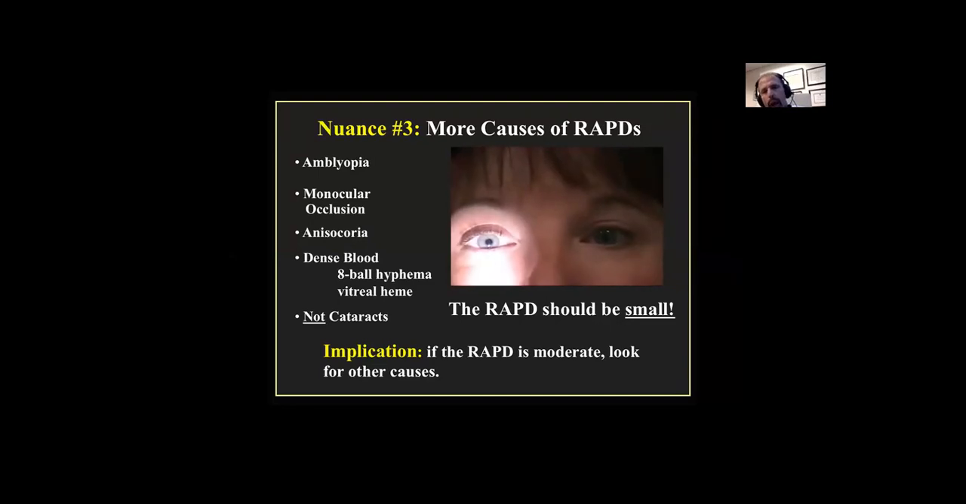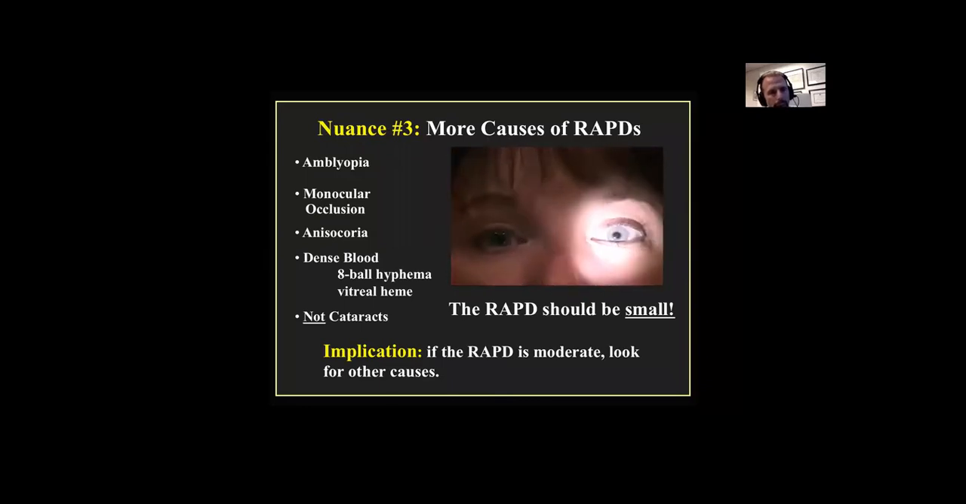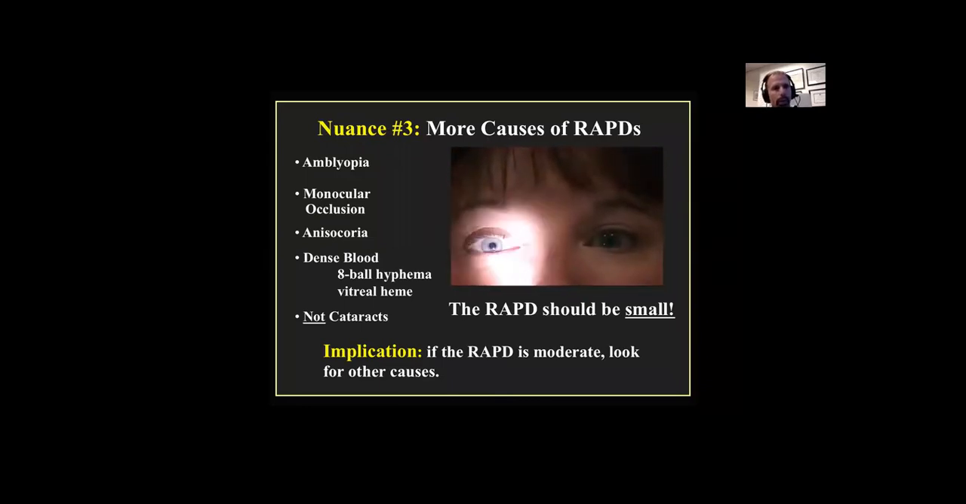Cataracts don't do it. There are some reports of really dense cataracts causing a contralateral relative afferent pupillary defect, contralateral. So the implication here is that if there's anything more than a small APD in any of these conditions, you need to look for other causes of relative afferent pupillary defects.